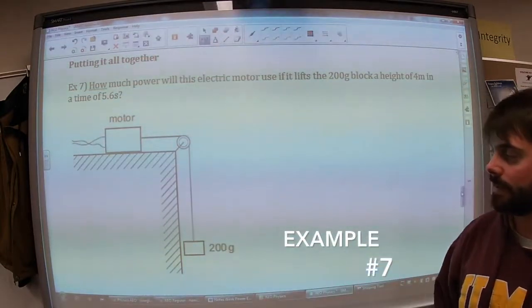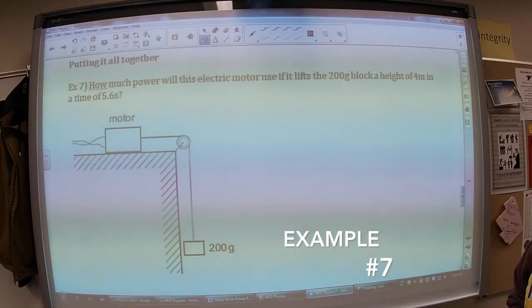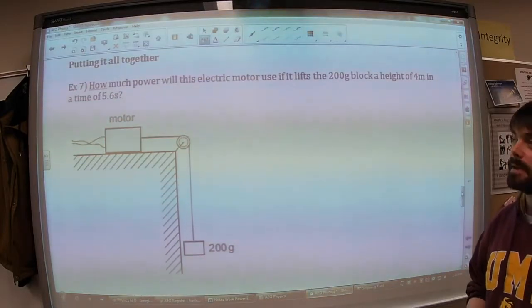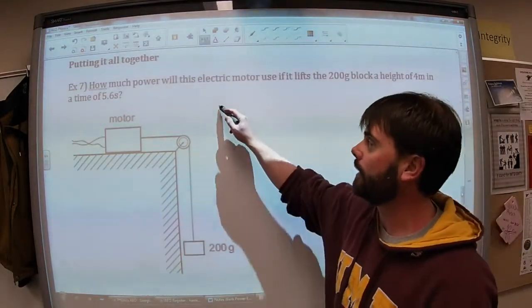which is suspending a 200-gram mass. And the question is asking how much power will the electric motor use if it lifts the 200-gram block a height of 4 meters in a time of 5.6 seconds. So ultimately they're asking us to find power, but before we can find power, we've got to find work.